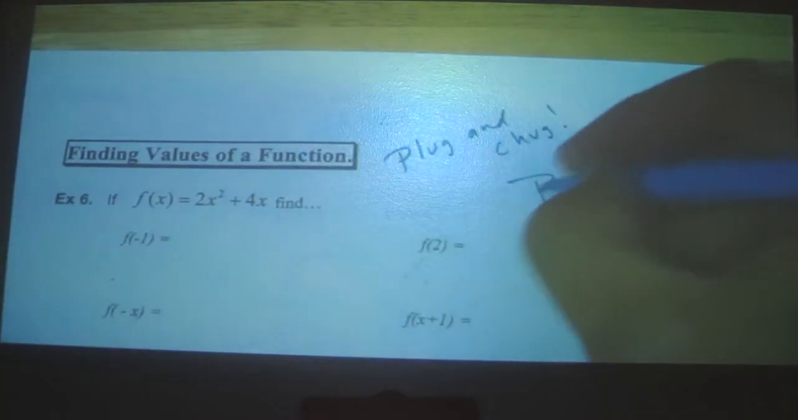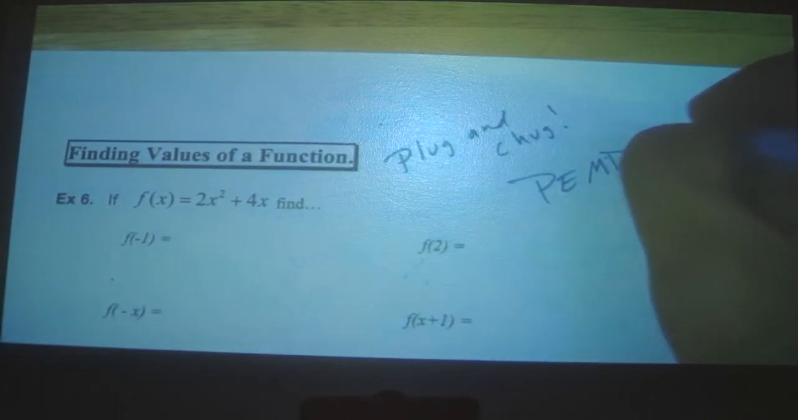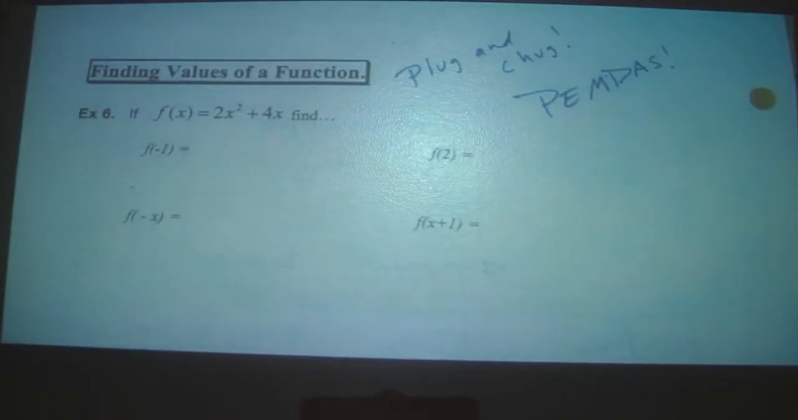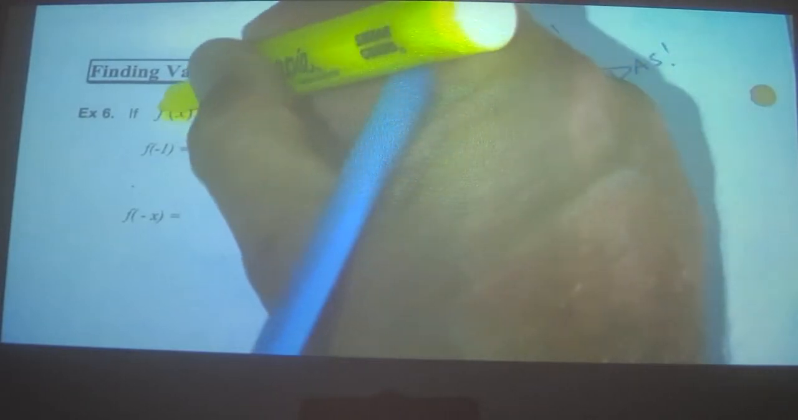We're going to follow our dear Aunt Sally. Please excuse my dear Aunt Sally rules. Or maybe you don't have a dear Aunt Sally. Maybe you have a dear Aunt Susie. Follow those rules, your Susie rules, Sally rules, and let's dive into it. So the function that they gave us here is 2x squared plus 4x. This is my function.